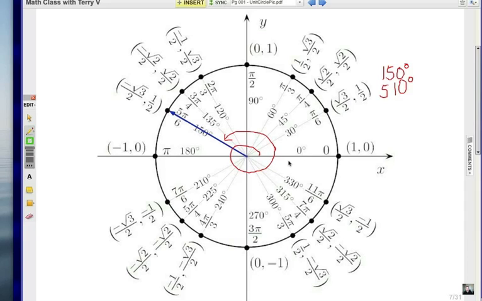Going the other way, I could call this a negative how much? Well, that's where we have to look at some reference points. Notice that 150 is 30 away from 180, so that's a 30 degree angle right there. So if I go in a negative direction, I'm going negative 180 plus another 30, which would be 210. So I could call that angle negative 210 degrees.